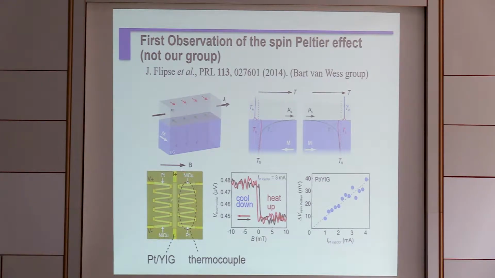So he put a platinum wire on the top of YIG, like this. This is YIG, and he put a platinum layer on the top. This is a platinum layer, and he applied a DC current here. And he put a fine, very small thermocouple. This thermocouple is used for the temperature measurement. Okay, and they observed that the surface temperature of YIG is changed like this by changing the magnetic field, which is consistent with the prediction of the spin Peltier effect. Okay, so this is the first observation of the spin Peltier effect.